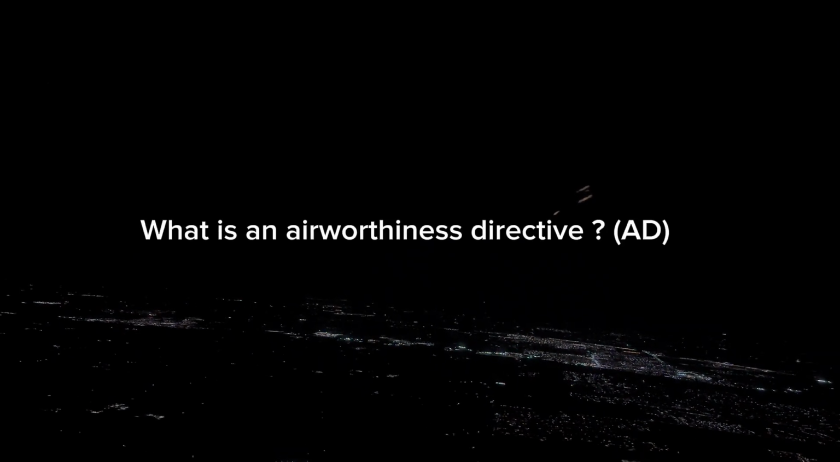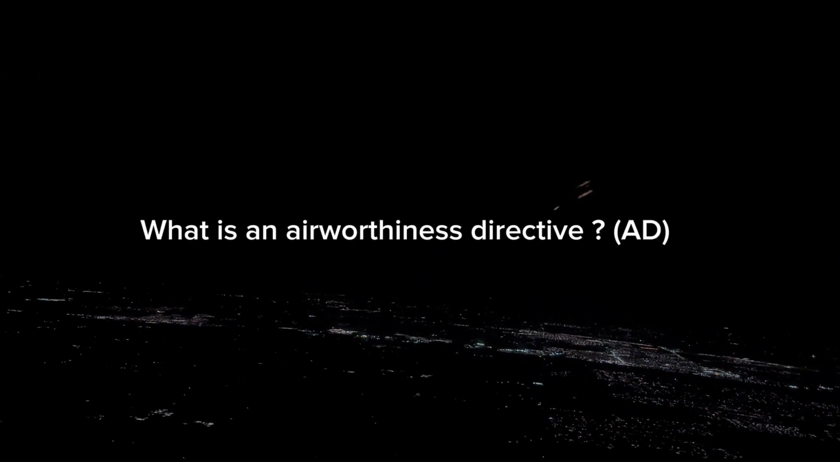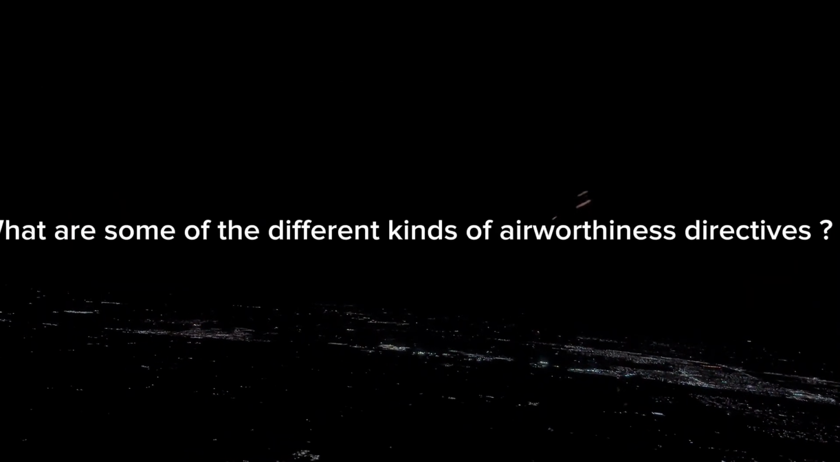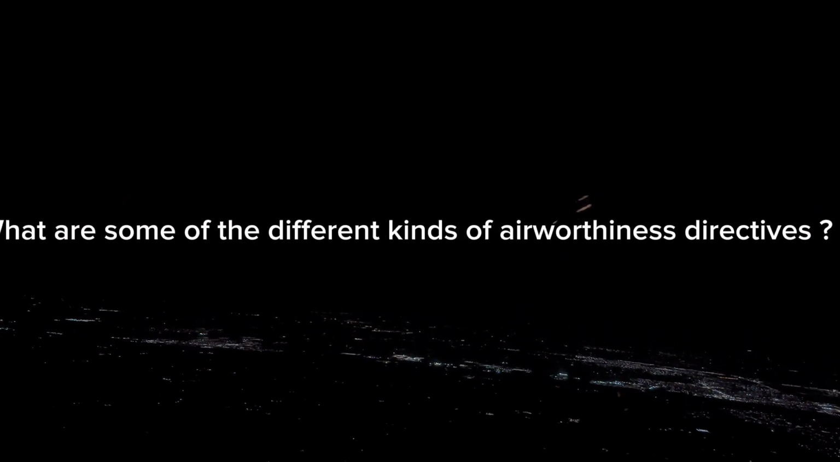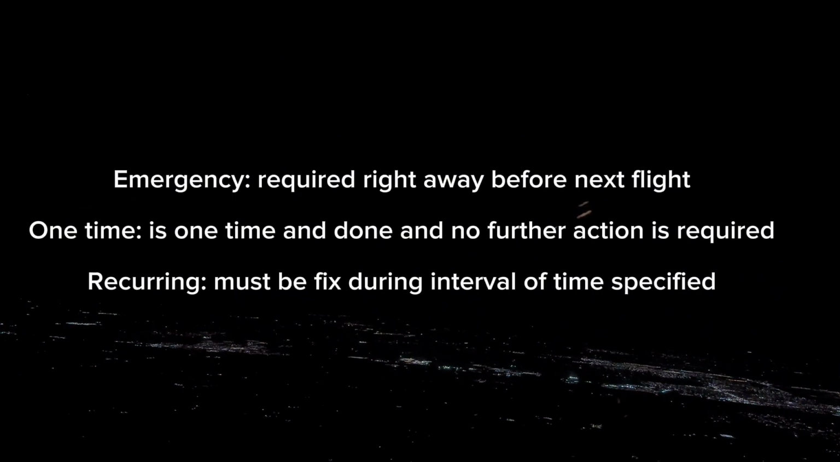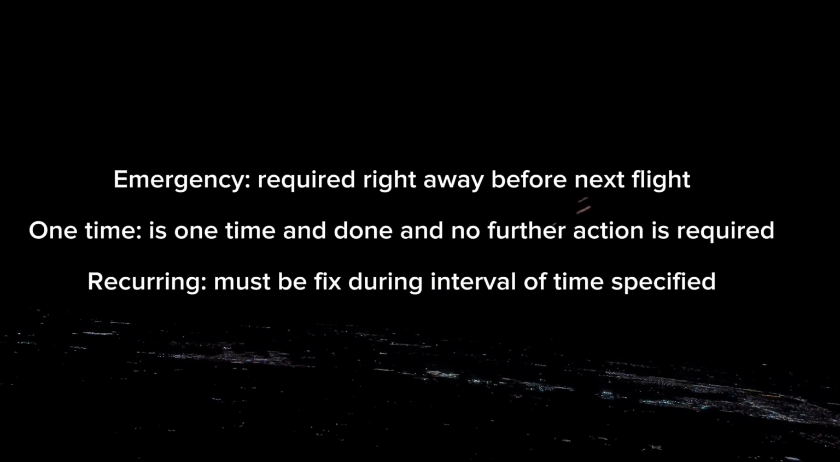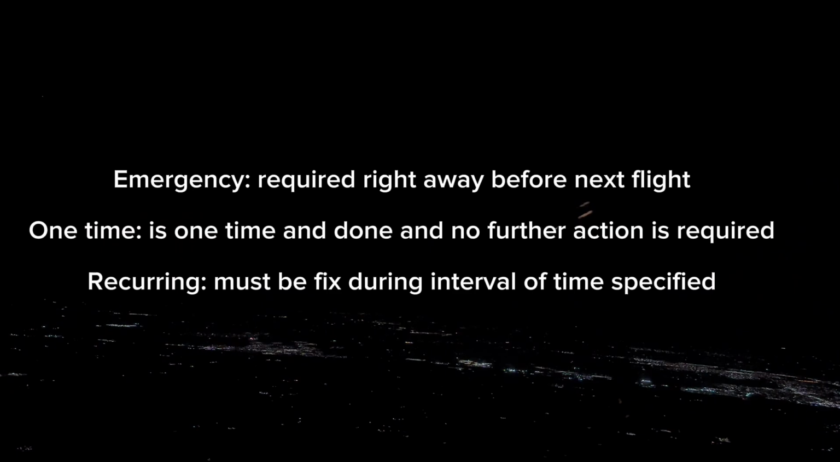What is an airworthiness directive? AD. The FAA issues these to fix known problems or issues with the aircraft. What are some of the different kinds of airworthiness directives? Emergency: required right away, before the next flight. One time: one time and done, no further action is required. Recurring: must be fixed during the interval of time specified.